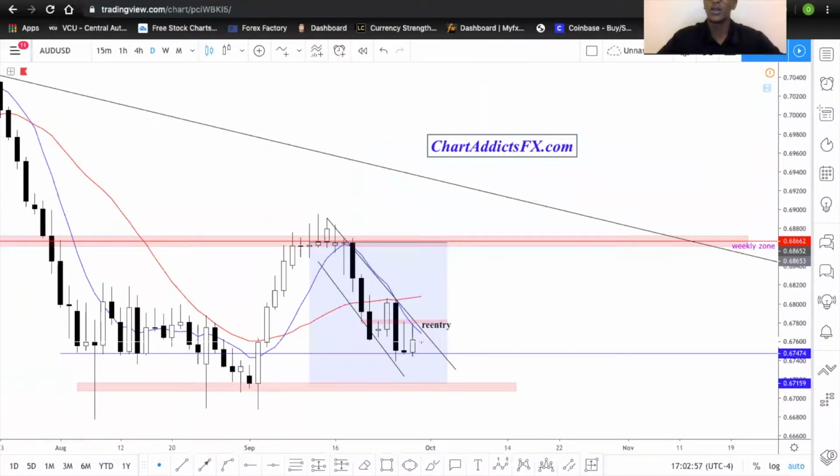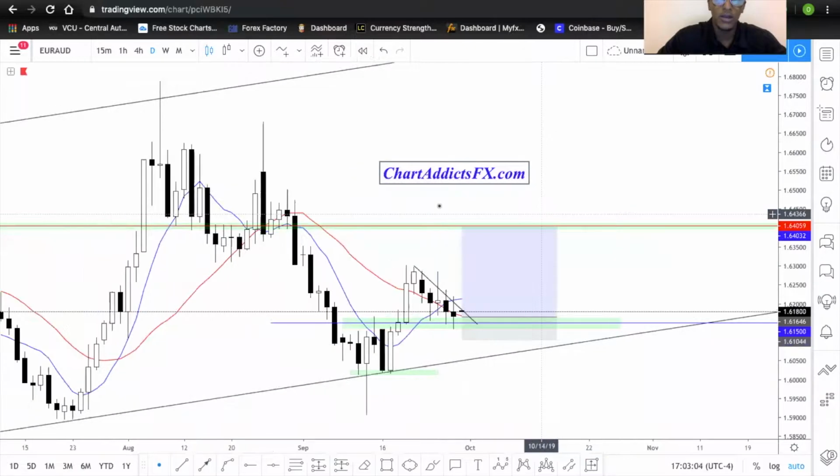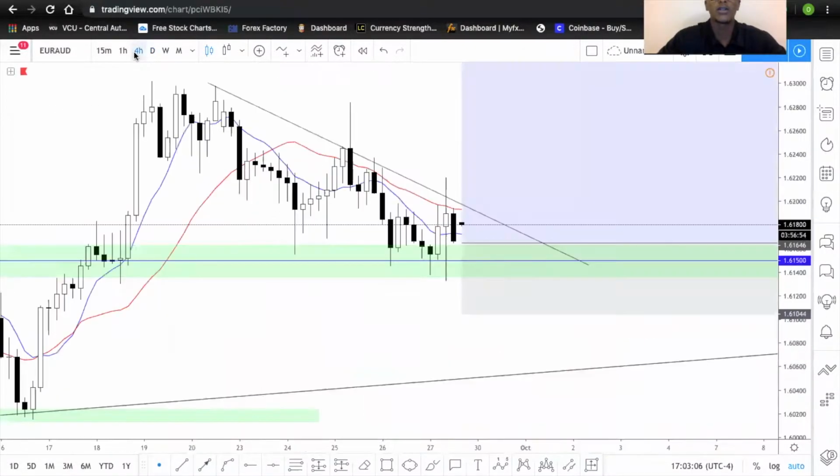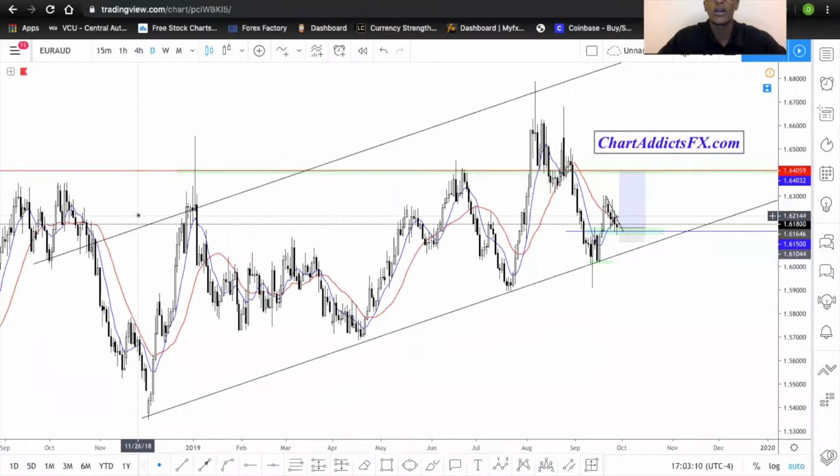So these are the pairs that we're in, and some of the pairs that we're looking to execute on for this week are Euro AUD. I'm really liking how this pair is looking. Just scaling on a higher time frame, we can see that we're creating higher highs and higher lows. So by definition, we're in an uptrend.